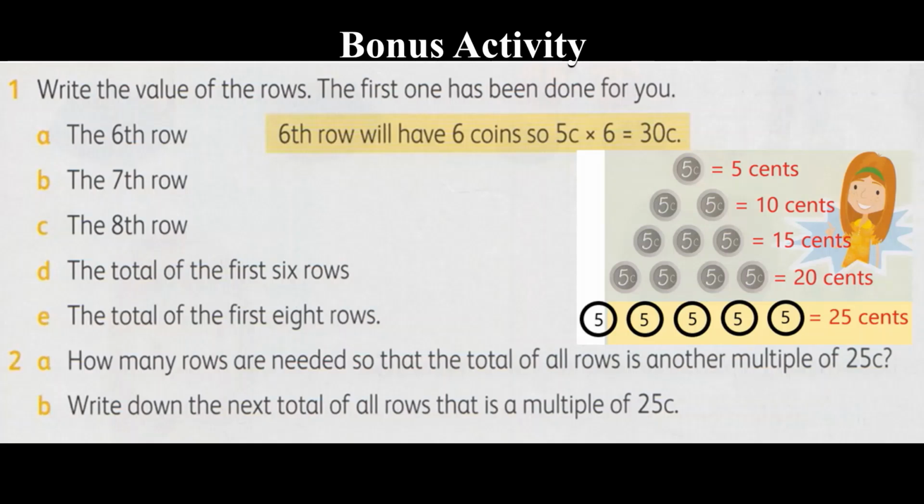Okay, so that's the answer for the 6th row. For number 1, for B, C, and D, they just pretty much want you to continue doing this. For number 1B, show me the value for the 7th row. For number 1C, show me the value for the 8th row. And then for number 1D, what is the total of the first 6 rows?